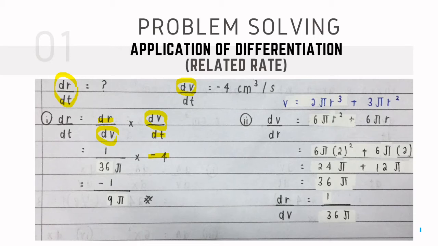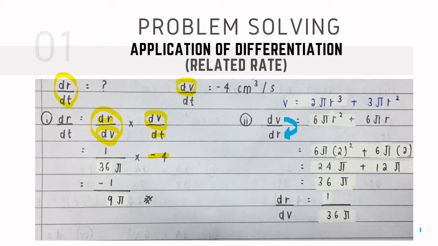And now we just need to focus on dr over dV. In order to get the value of dr over dV, we need to change its position, where dV needs to be at the top while dr needs to be at the bottom. It is because we need to differentiate V with respect to r.